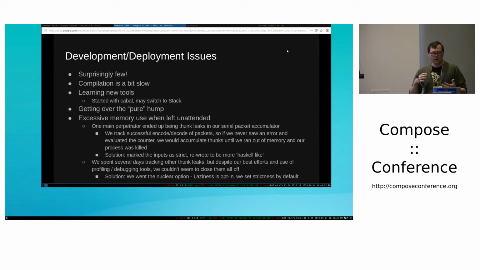And basically, we track how many serial packets we encode and decode. And there's a lot of serial traffic on our machine. So we had this thunk leak, it's obvious to me now, where I was basically saying failed to decode +1 forever. And then we never had a decode error because our code is awesome, and that actually ended up tanking it.